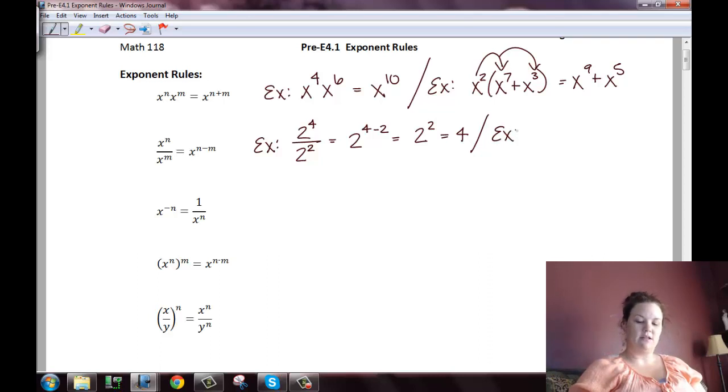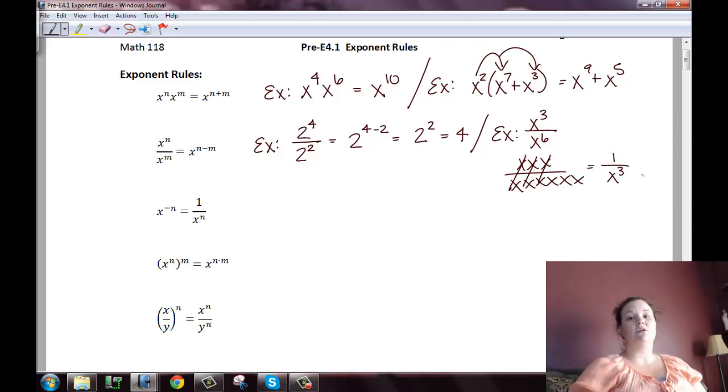Okay, so if we had something like x to the 3rd over x to the 6th, okay, I could think about this as 3 x's on top and 6 x's on bottom, and then reduce 3 from top and bottom, right, which would leave me 1 over x cubed. Or I can think about subtracting, okay, whichever one you move is the one you subtract.